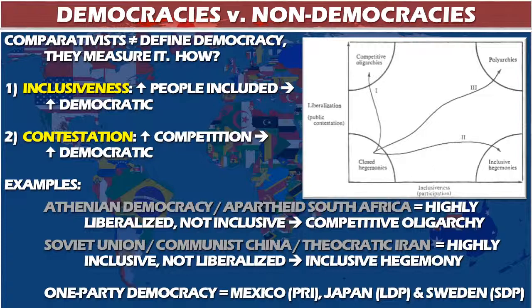So what are some examples of this? We can think of a competitive oligarchy like Athenian democracy, which was very competitive, except that, as you probably learned in Global, women didn't vote, foreigners didn't vote. It was basically only white property men who had the vote. Another example would be apartheid South Africa, which clearly excluded most of its population, the African population, from having very many political rights.